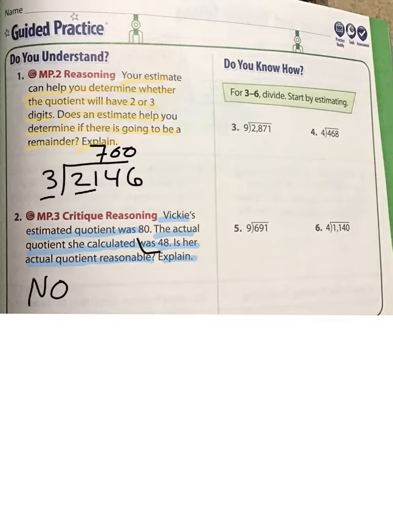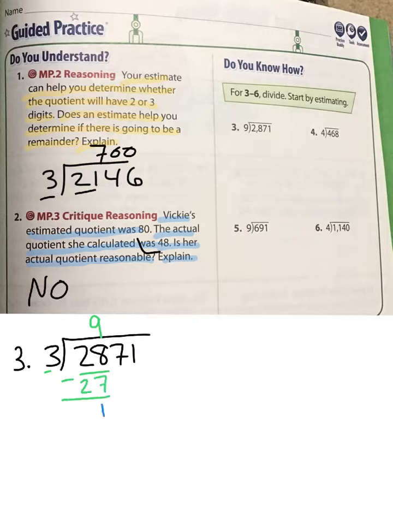We are going to do numbers 3 through 6, and I'm going to write them down here so it's easier to see. If I run out of room, I'm going to go on to the next page. Number 3. I have 2,871 divided by 3. I'm going to start dividing. I know 3 can't go into 2, but 3 can go into 28 9 times. 3 times 9 is 27. I'm going to subtract and bring down the 7.